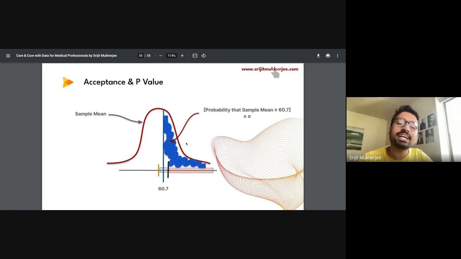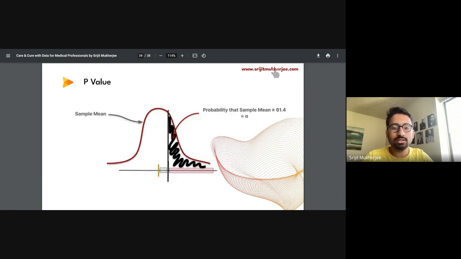Now let's take a number in this gray region, where we do not reject. Say we have got 60.7 as the sample mean. The blue area is the probability that the sample mean is greater than that point, 60.7. This is the distribution of the sample mean, assuming the true mean is 60. The black region tells you the type 1 error, alpha.